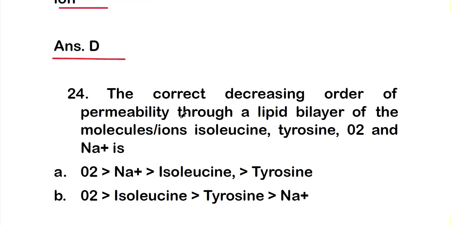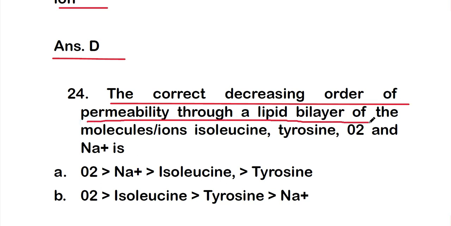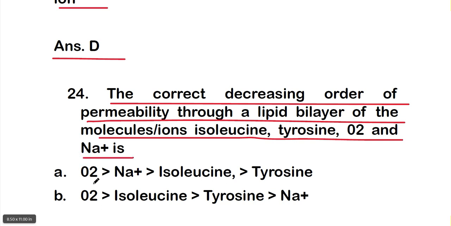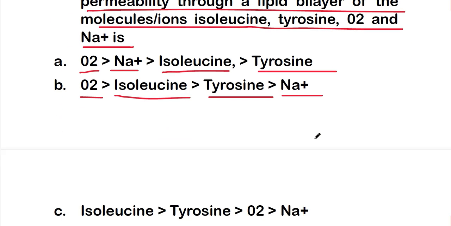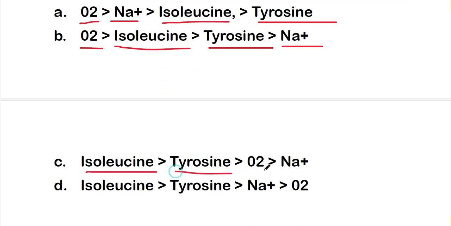So next question. Next is: the correct decreasing order of permeability through a lipid bilayer of the molecules or ions isoleucine, tyrosine, O2 and Na plus is option A, O2, then Na plus, then isoleucine, then tyrosine, or option B, O2, then isoleucine, then tyrosine, then Na plus, or option C, isoleucine, then tyrosine, then O2, then Na plus, or option D, isoleucine, tyrosine, Na plus, and then O2.